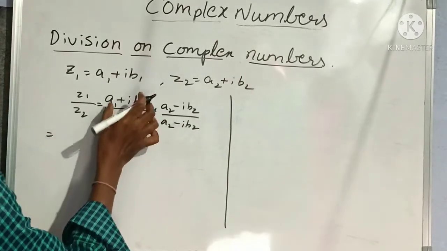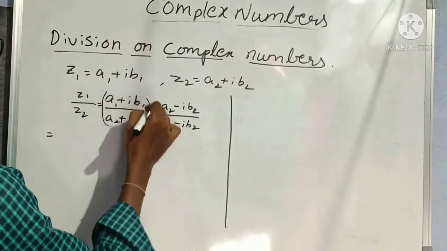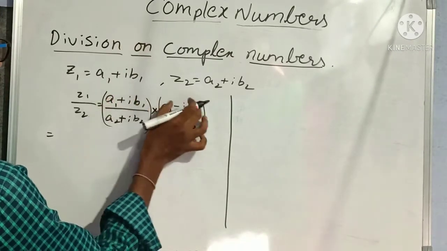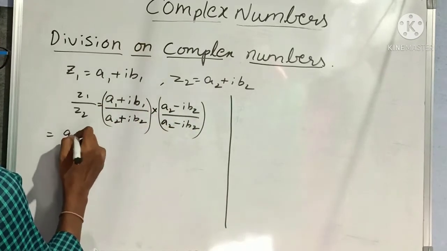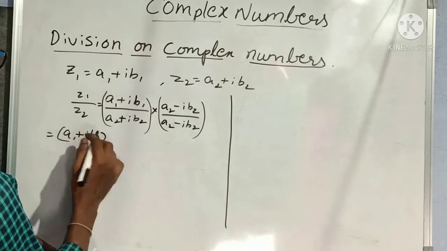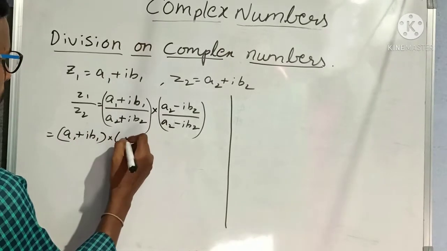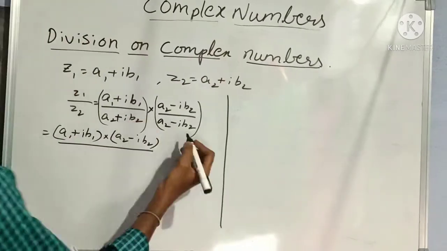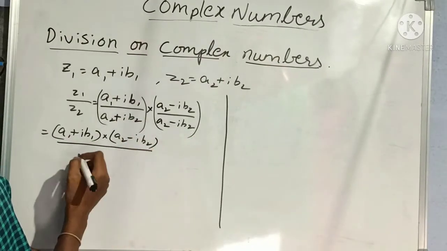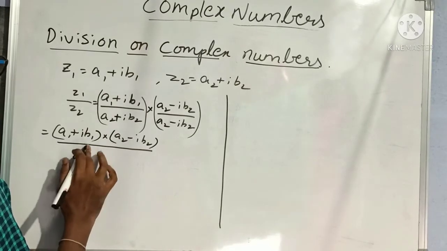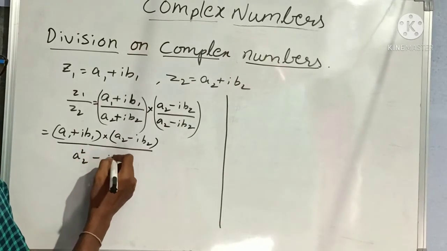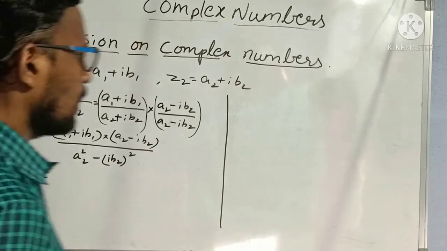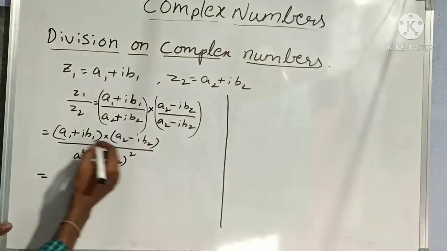So that is equal to the product of two fractions. Now this becomes a fraction and this also becomes a fraction. We know that the product of two fractions is the product of numerators by the product of denominators. So numerators we have to multiply separately: (A1 plus iB1) into (A2 minus iB2), by, again, (A plus B) into (A minus B), I can write this as A square minus B square. So A2 square minus (iB2) whole square. Now multiply the numerator.